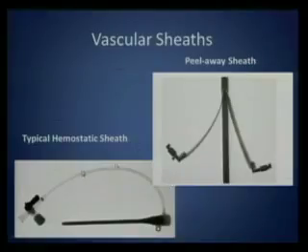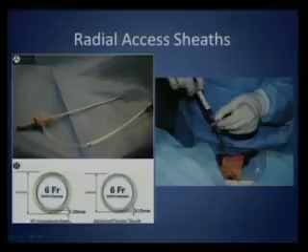A vascular sheath can also be a typical hemostatic sheath that we normally use in vascular surgery, or sometimes you can have a peel-away sheath. We use these peel-away sheaths when we are putting in ports. When you put in ports, you see that we peel away the sheath, right? So we put our catheter through it and then we just peel it away. So remember, there are peel-away sheaths and vascular sheaths.